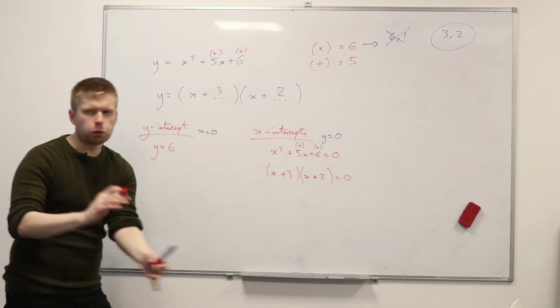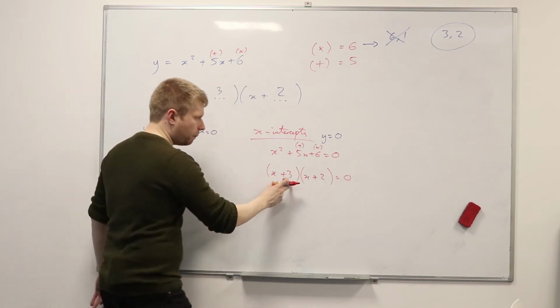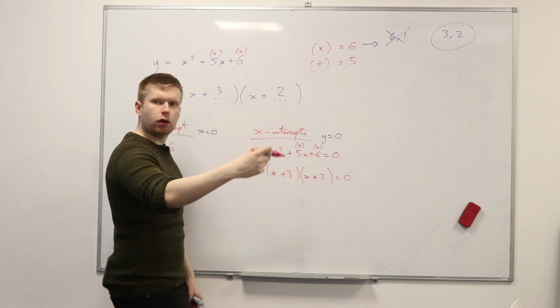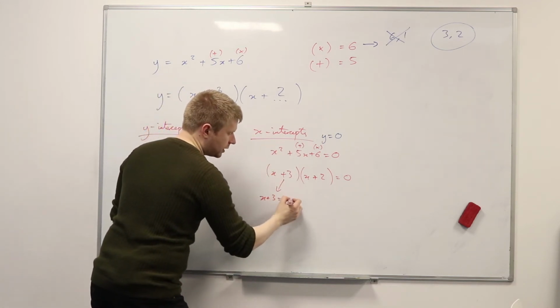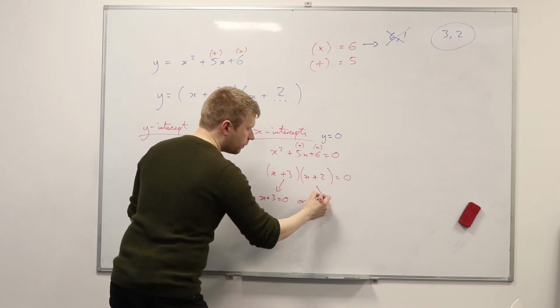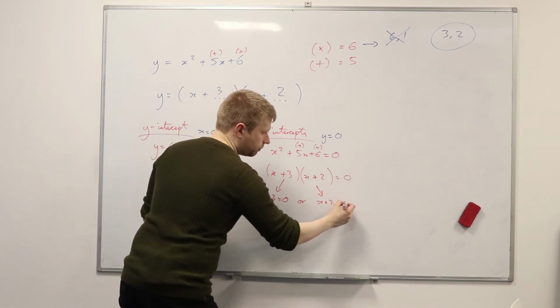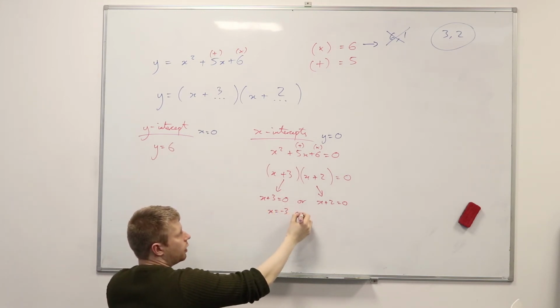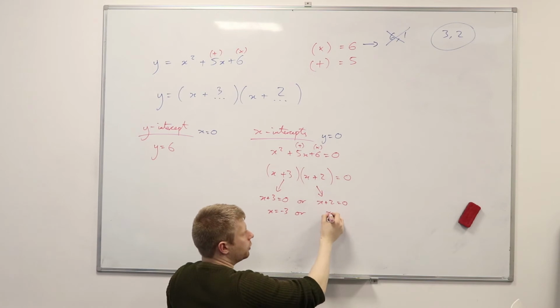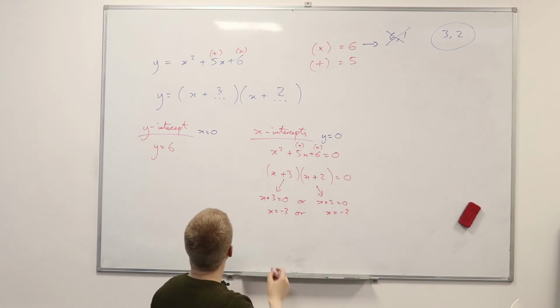And you're like, okay, multiplying two numbers together, they make 0. Like number times a number makes 0. At least one of those things has to be 0. So either x plus 3 has to be 0, or x plus 2 has to be 0. So if x plus 3 equals 0, what's x got to be equal to? If x plus 2 equals 0, what's x got to be equal to? Okay, those are my two x-intercepts.